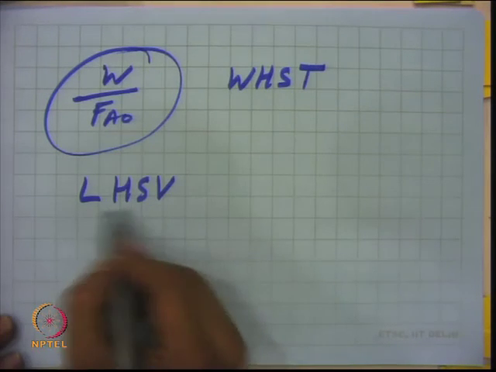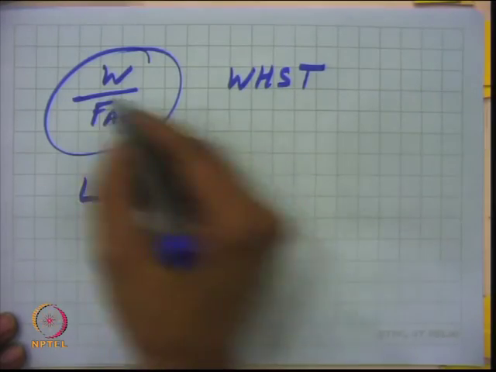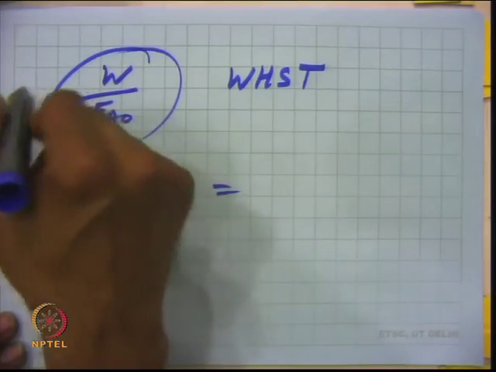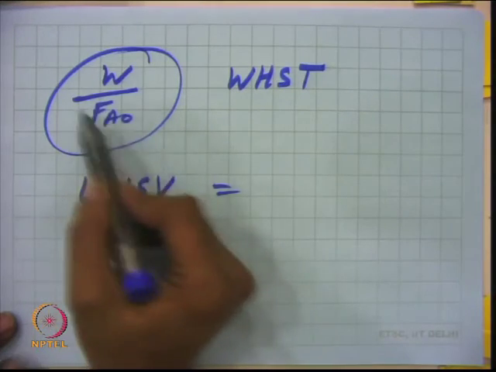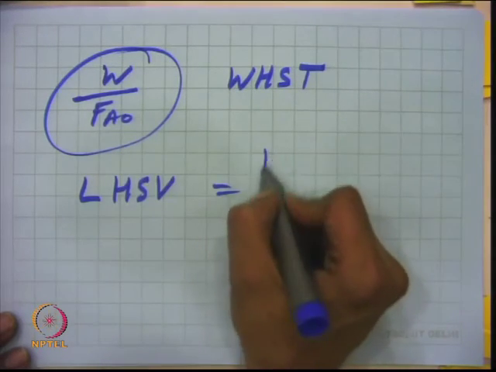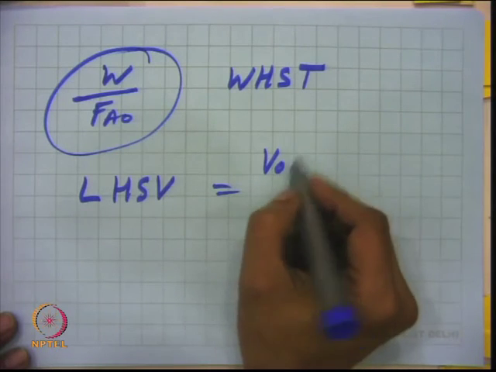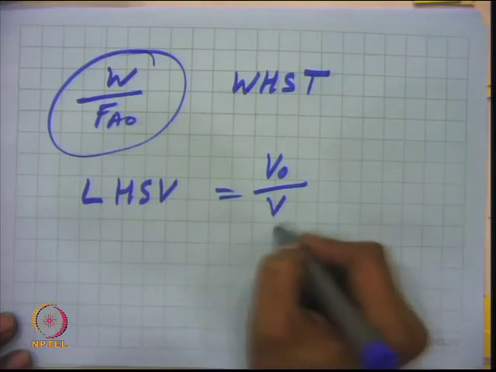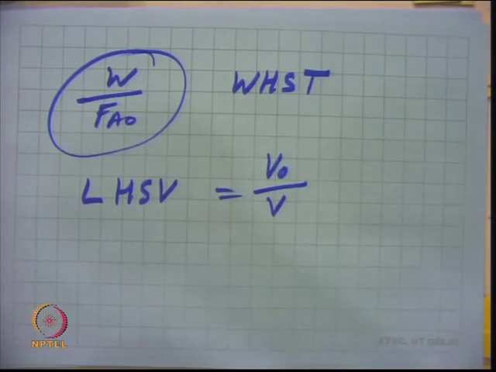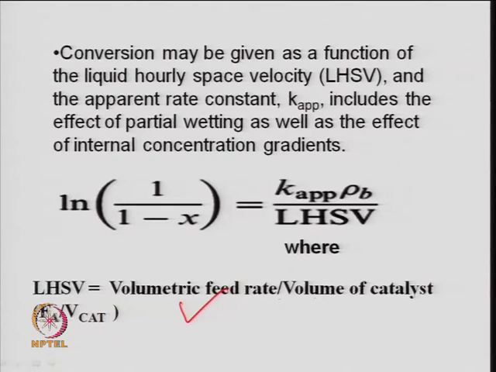So, liquid hourly space velocity means the reverse of this, and the only thing is that now you are defining it in terms of the volumetric feed rate of the liquid. If I write the volumetric feed rate of the liquid as V naught, divided by the volume of the reactor, or mass of the catalyst in the bed. So, here it is defined in terms of the volumetric feed rate divided by the volume of catalyst.